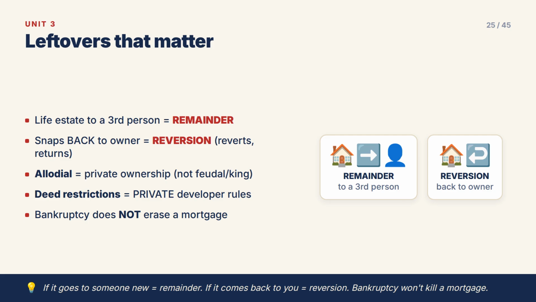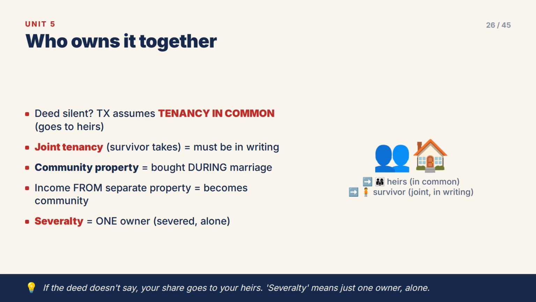A writ of execution comes after a judgment, and bankruptcy does not erase a mortgage. Other debts may vanish, but the lender can still foreclose. When a deed shows two owners and doesn't say how, Texas assumes tenancy in common, no survivorship; your share goes to your heirs. Joint tenancy, where the surviving owner scoops up your share, even over your will, must be spelled out in writing. Either way, any co-owner can sell their own slice without asking.